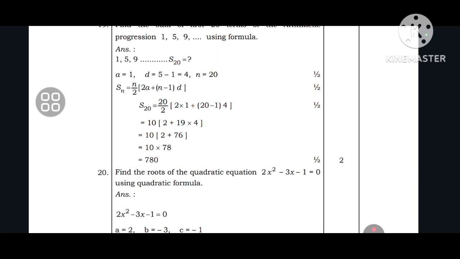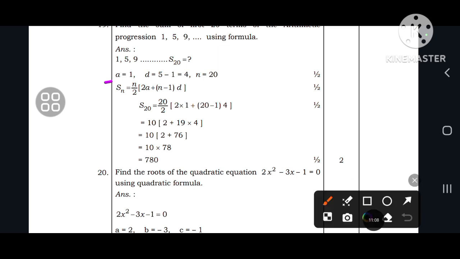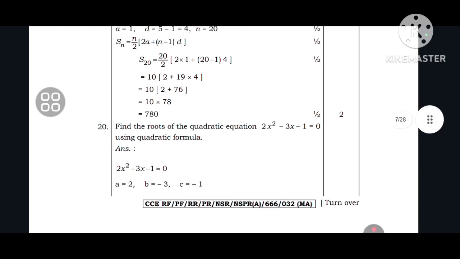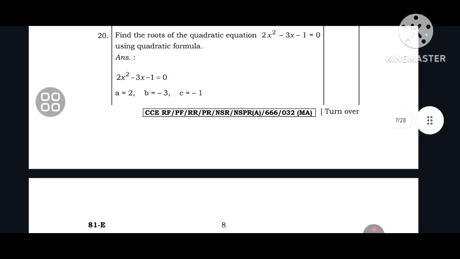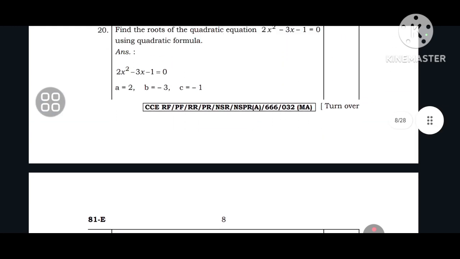The common difference, you can see here, 5 minus 1 is the common difference they have solved here. The common difference is 4, and a is equal to 1. Common difference is equal to 4, and n is equal to 20. You can see this and solve it in your notebook or wherever you want for practice. Just now I will scroll the paper, and this is a question they have asked many times.